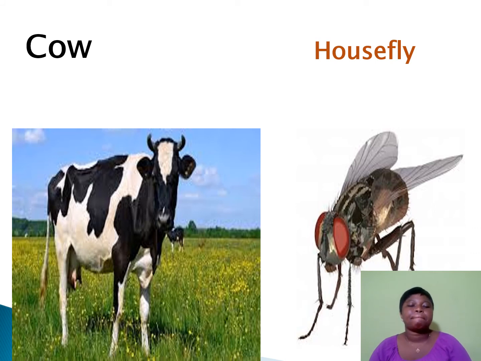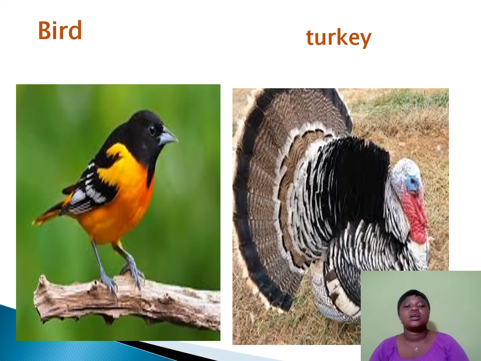Wow. Can you identify this animal? A cow. Moo. Moo. A cow. We have a cow here, and a house fly. So we're able to identify these animals. Good. We have more animals like what? Bird, all of you. Can you repeat it after me again? Bird. And turkey. A turkey. Good.